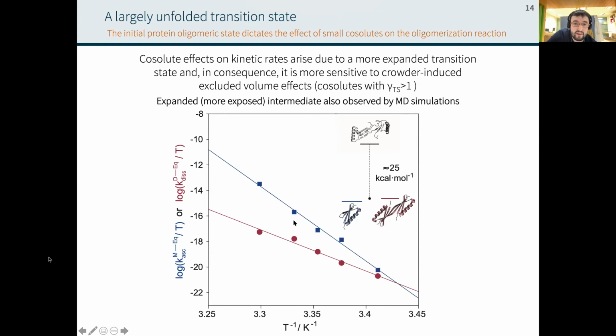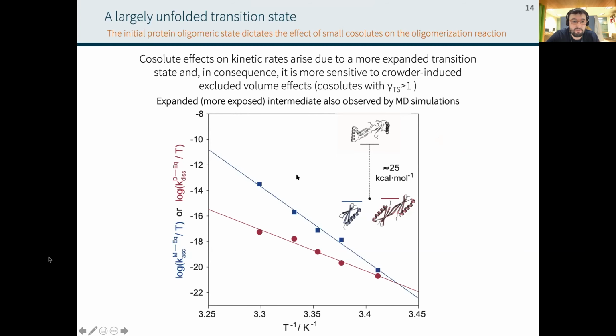So from temperature-dependent studies, you can extract the energy barrier to the transition state. And we calculated that this is around 25 kilocalories per mole, indicating that, in fact, in this system, you have a large unfolded state that is in between the monomer and the dimer in the reaction coordinate. So basically, cosolute effects on the monomer affect the kinetic rates due to interactions with the expanded transition state. So basically, you have diffusion effects in there. So for some of them, you are kinetically trapped. And the same was observed in molecular dynamics simulations.